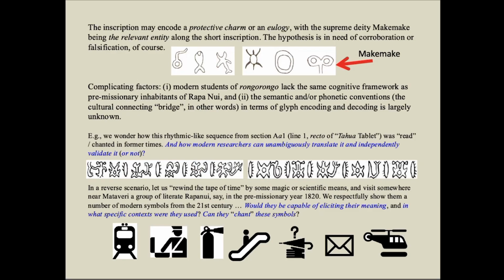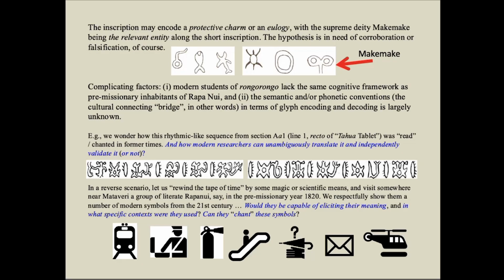But when we start analyzing it, in the way I've shown it in this slide, that's Make Make, the face mask, the big eyes. This seems to have something to do with the god. This is the high god of the Easter Islanders, Make Make. So maybe as a protective charm, calling on him to protect the person who's wearing it. We just don't know. It's not a eulogy to Make Make, but he seems to be involved somehow.